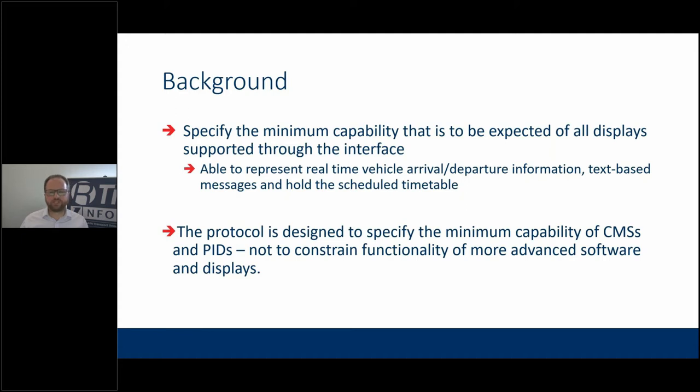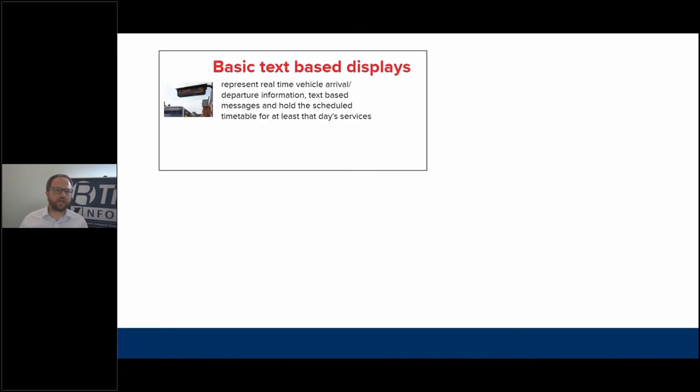And what we've set out to do is to support, in a stepwise manner, three types of displays. So a basic text-based display, the sort of thing that you might have seen 10, 15 years ago, that's LED, three or four lines, that provides basic real-time vehicle arrival, departure information, text messages, and some timetables, so that if you lose comms, it's got something to display.